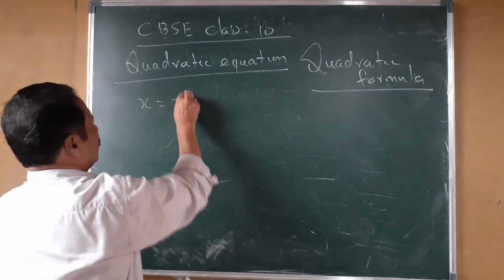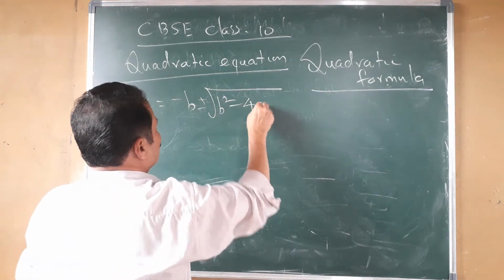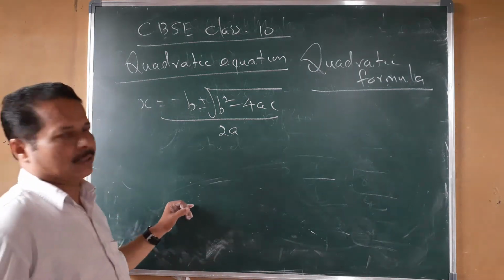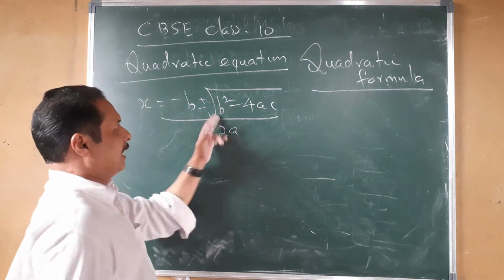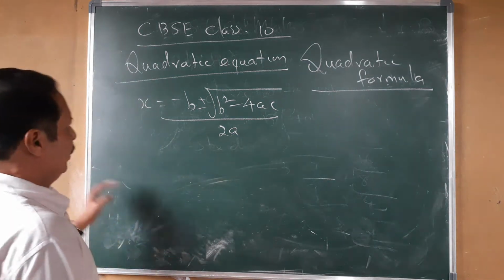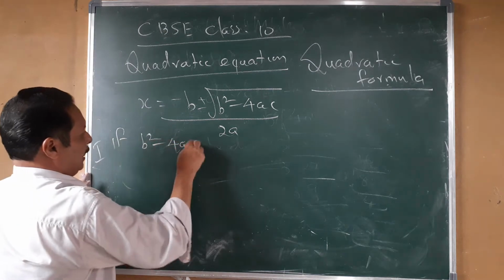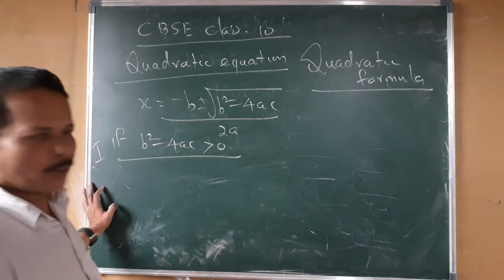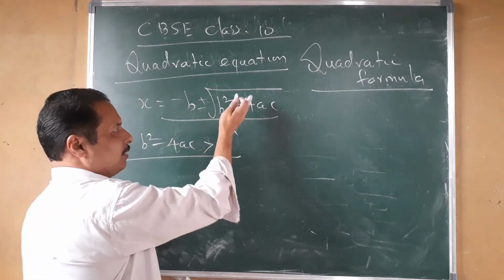x is equal to minus b plus or minus root of b square minus 4ac, divided by 2a. That is the quadratic formula. Look at the term inside the root, that is b square minus 4ac. If b square minus 4ac is greater than 0, for example it is 4 or 25, 36, etc.